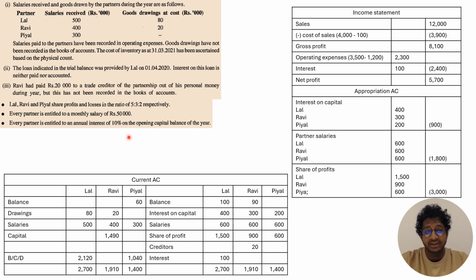And then 10% on opening capital balances, they are paying interest when you are appropriating interest on capitals, partner salaries, and after all, share of profit based on this ratio, right? So that's it for the current account, appropriation account, and income statement.